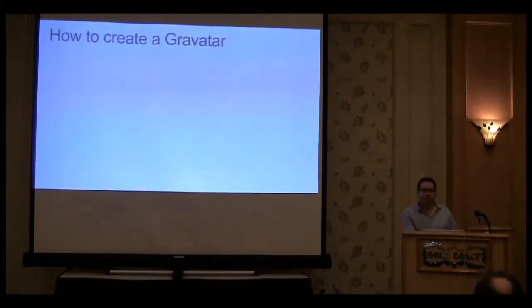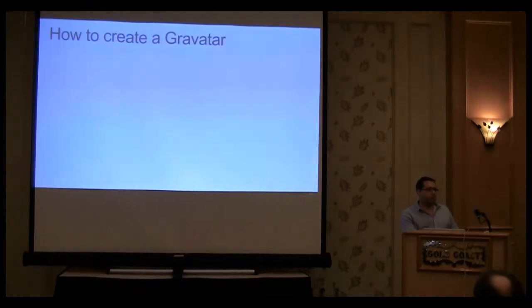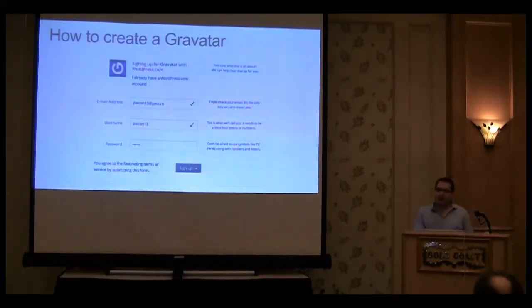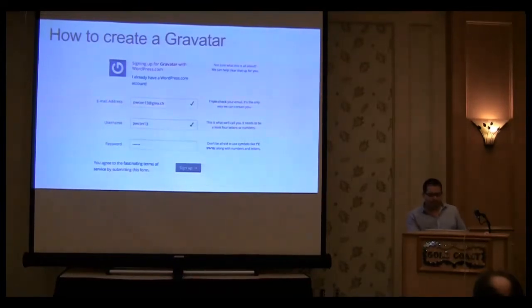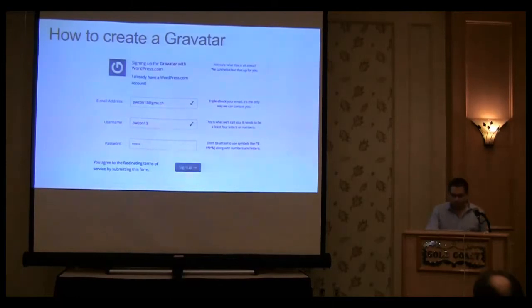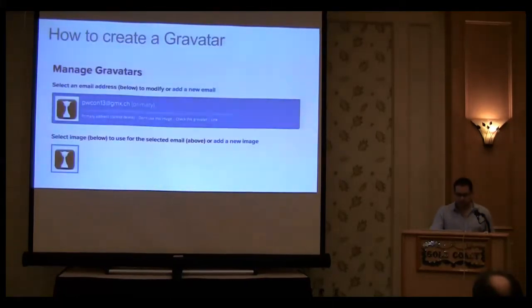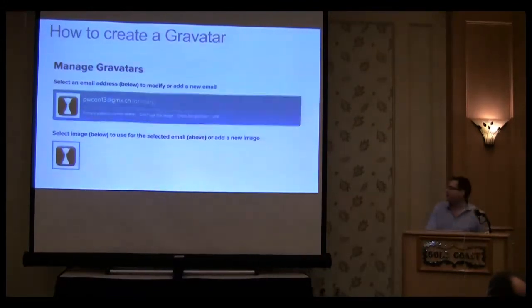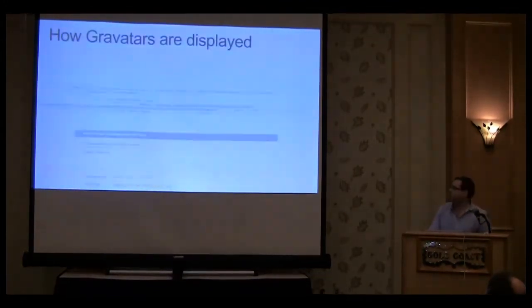So if you want to have your Gravatar, what do you do? You just go to gravatar.com. If you don't already have one, you create a WordPress profile, and then you upload an image. So I put the hashtag image, you don't mind, right? That's fine. So you upload your image, and then it will be used on every site where you go.